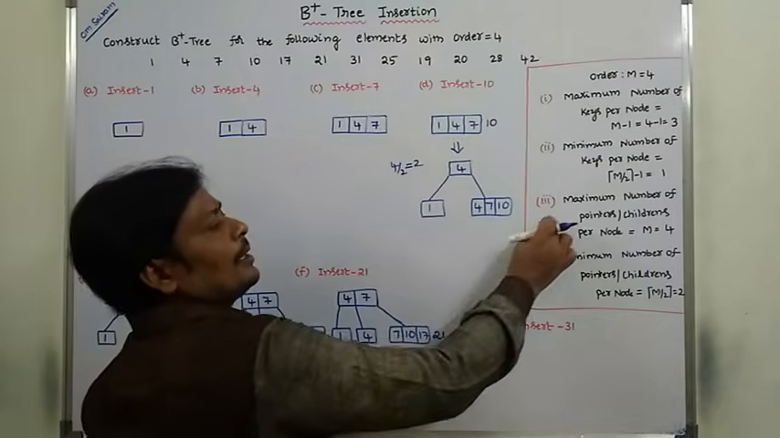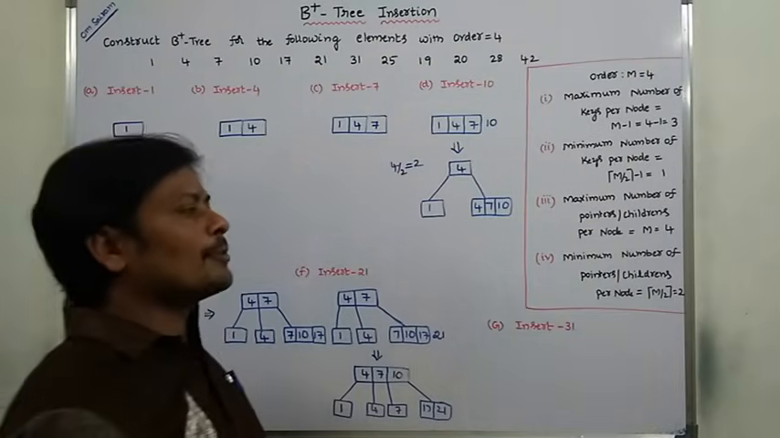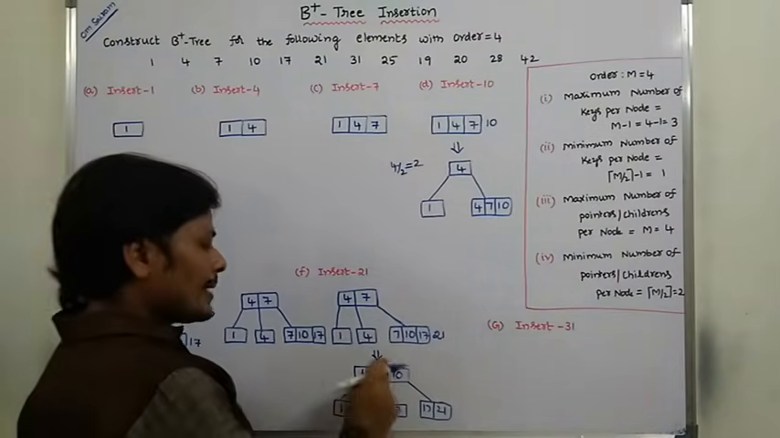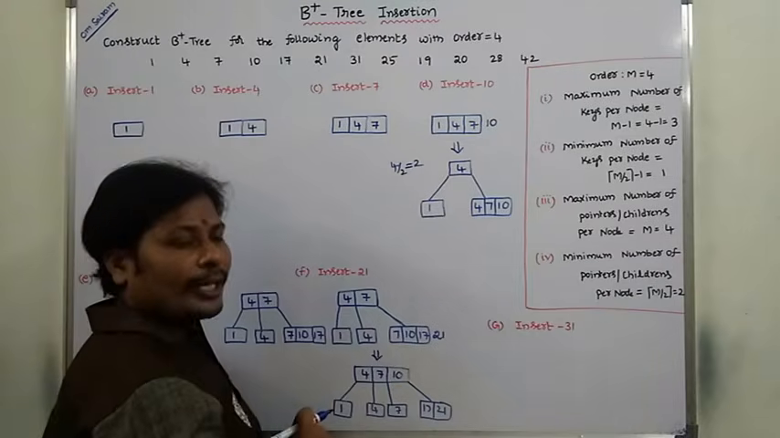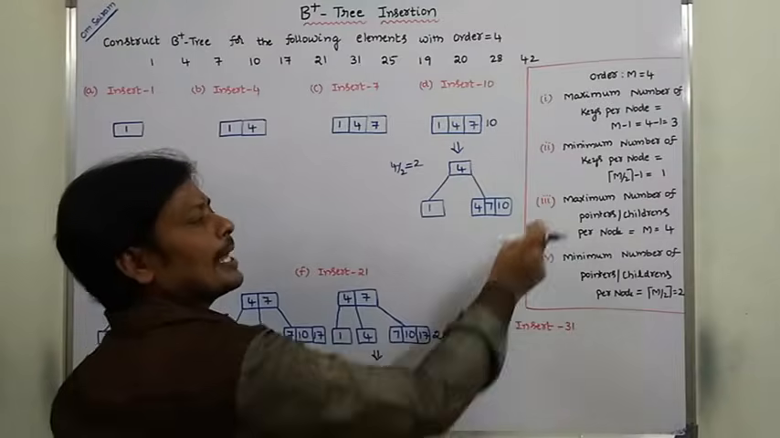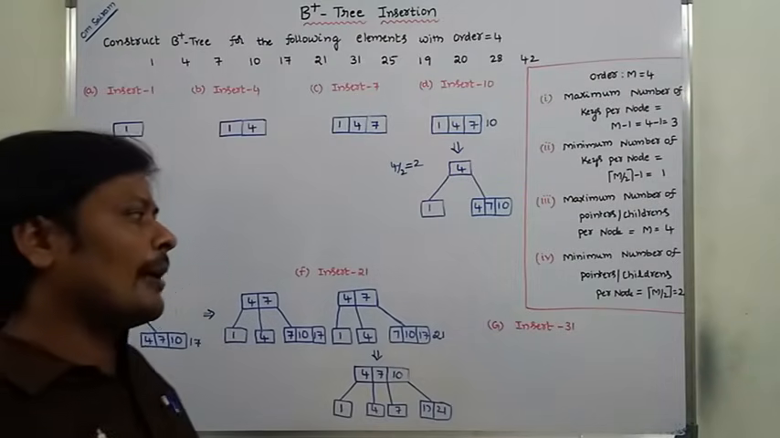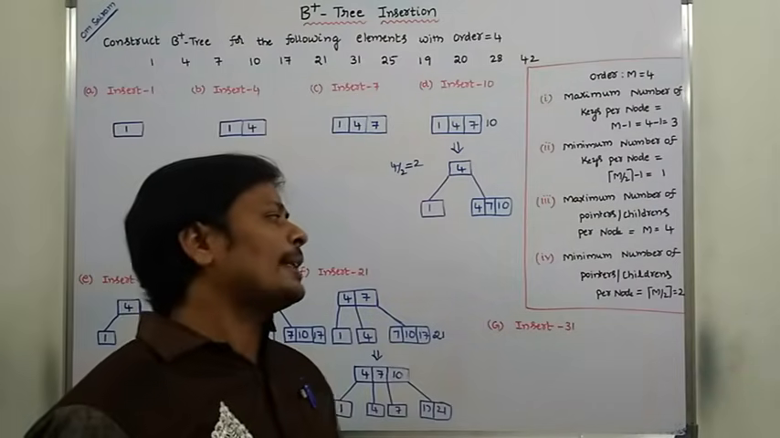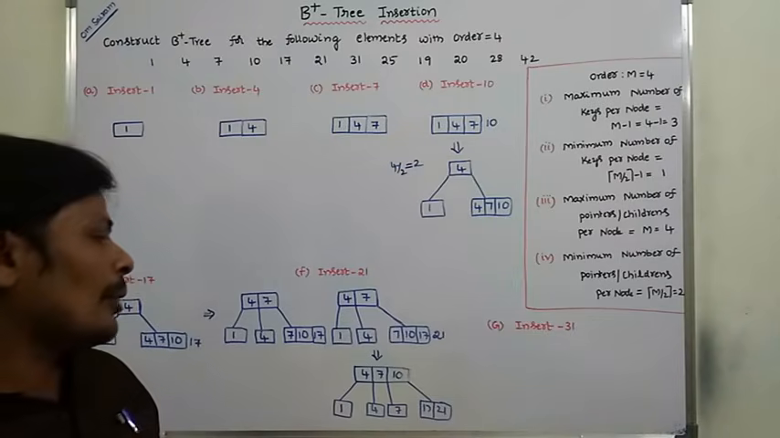Okay. Next one. Maximum number of pointers or children per node. This node contains how many pointers or children? 1, 2, 3, 4. It satisfies the third property also. Minimum number of pointers or children per node is equal to 2.